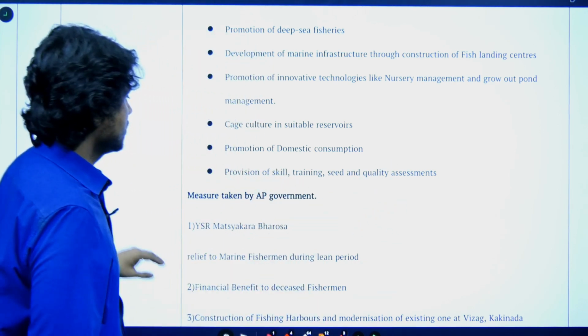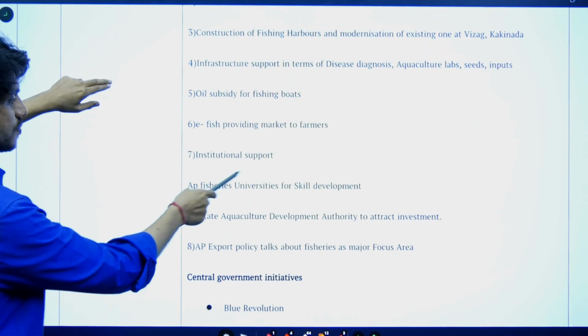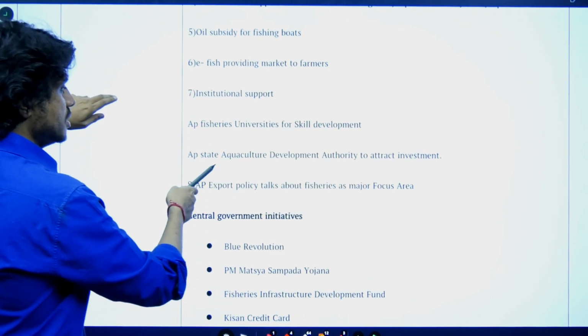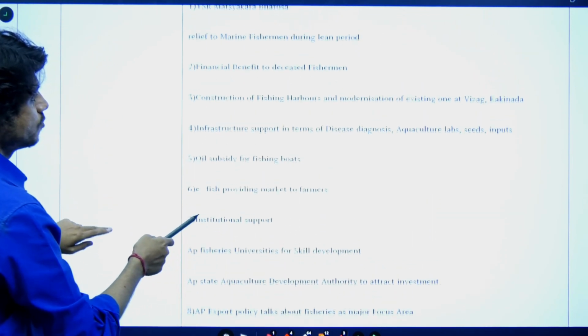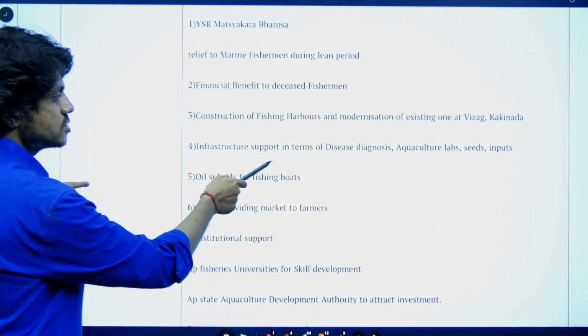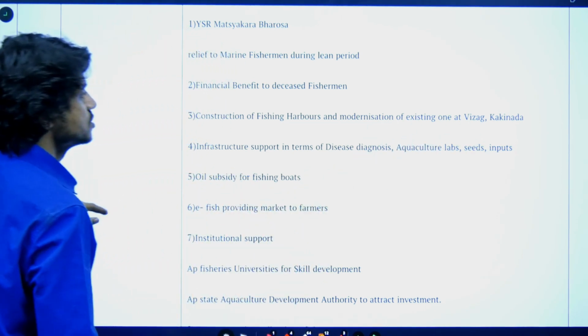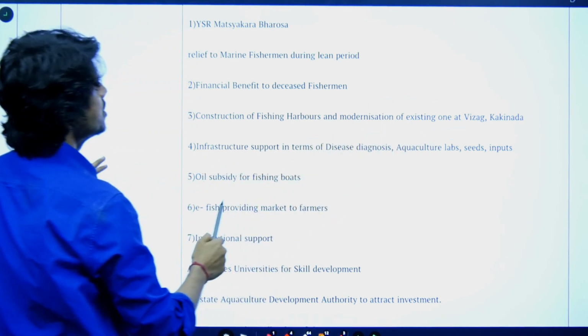So the government has developed such kind of institutional mechanism. For skill development, AP Fisheries University. Then we have developed the AP State Aquaculture Development to attract investment. Then we are also providing infrastructure support for disease diagnosis, aquaculture labs, seeds and inputs. And we are also developing fishing harbors in Vizag and Kakinada.